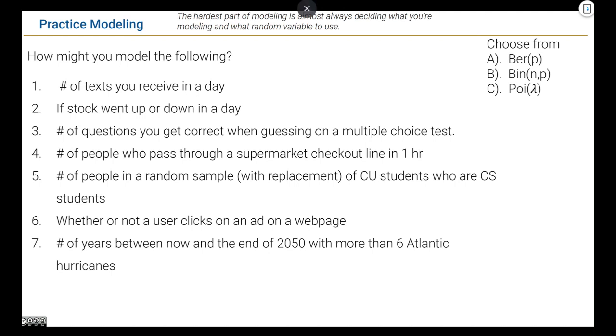All right, so let's look at the first one. Number of texts I receive in a day. Again, I'm looking over a time interval. That's telling me I'm going to have Poisson, where lambda would have to be the average number of texts per day. If a stock went up or down in a day, now this is interesting because I'm looking over a time interval, a day, but I'm not counting the number. I'm counting a yes or no, or I'm just looking for a binary. And so in this case, I actually will do a Bernoulli, where p is the probability of the stock going up.